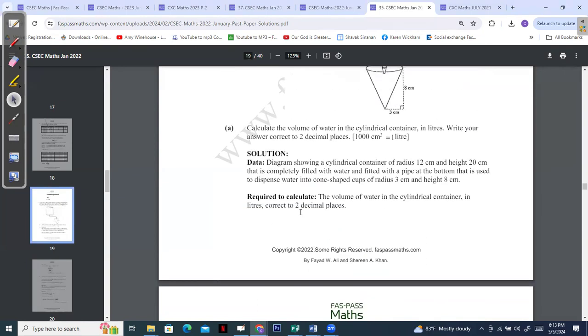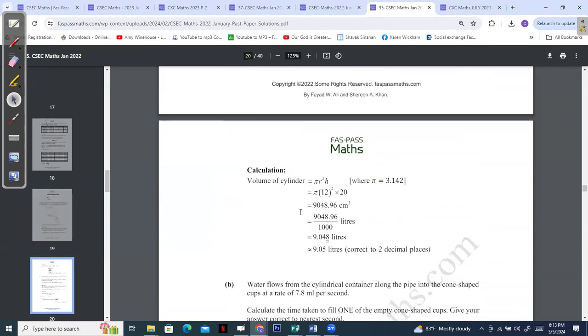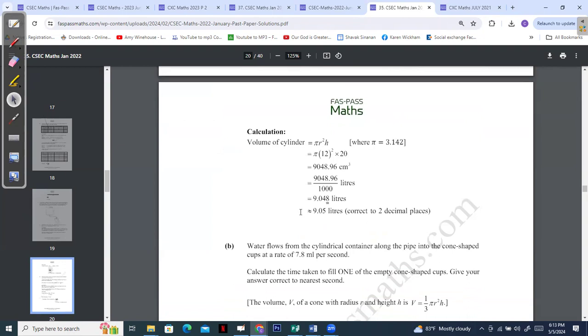And then it says it wanted it to 2 decimal places. So you just round it off to 2 DPs, okay? And we should know how to round off to 2 DPs. If the number after is 5 or more, the number increases.